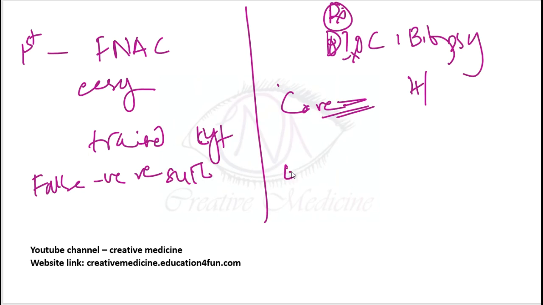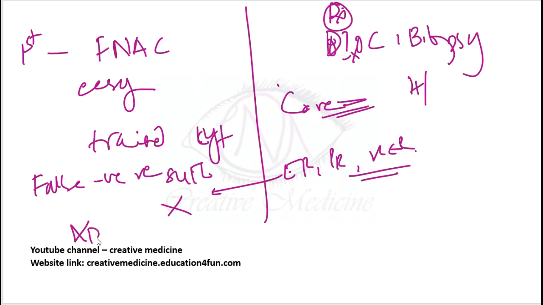Whereas in true cut biopsy, ER/PR status along with HER2/neu status can be determined. These cannot be determined in FNAC. FNAC cannot distinguish between ductal carcinoma in situ and invasive cancer, whereas biopsy can differentiate between them. So two important things: FNAC is easy to perform but requires a trained cytopathologist, whereas true cut biopsy does not require a trained cytopathologist.